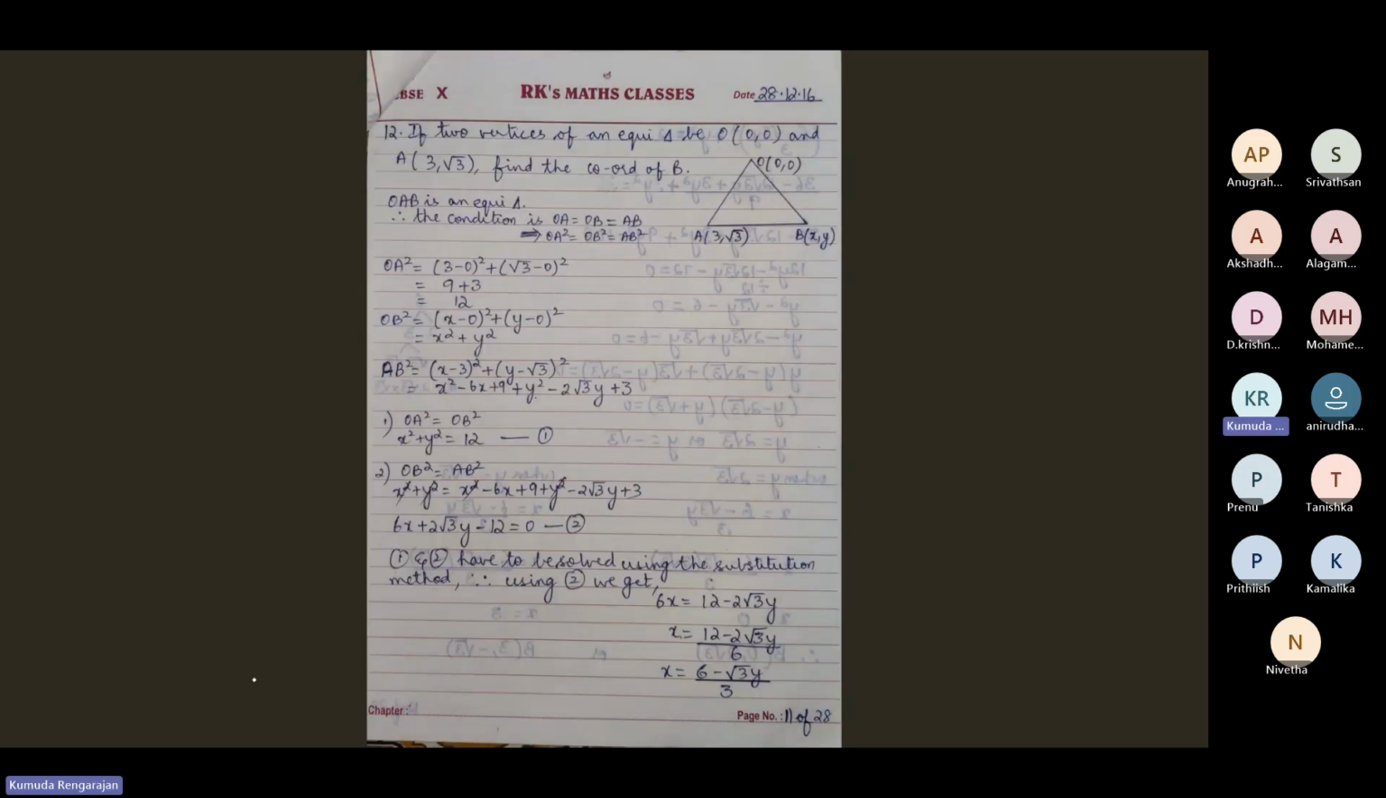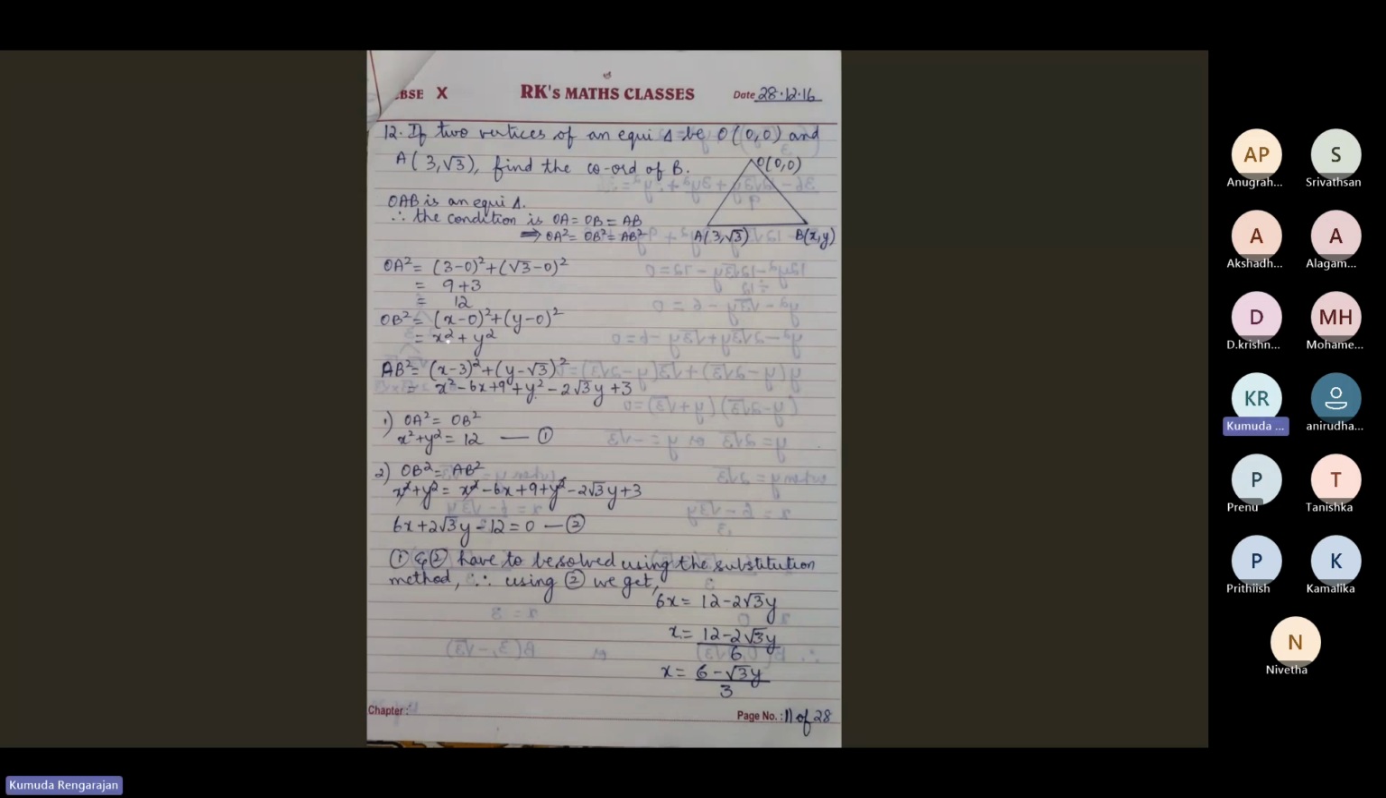That was the second one we saw. So this is a similar one, children. So you can try this yourself. If two vertices of an equilateral triangle are O (0, 0) and A (3, root 3), find the coordinates of B. Similar.